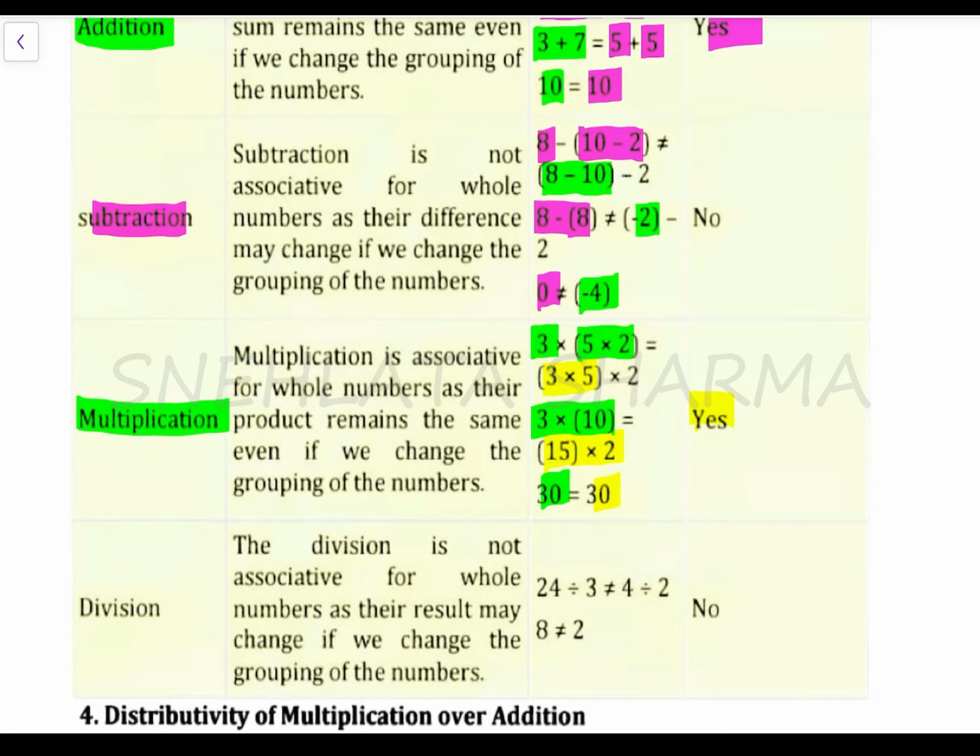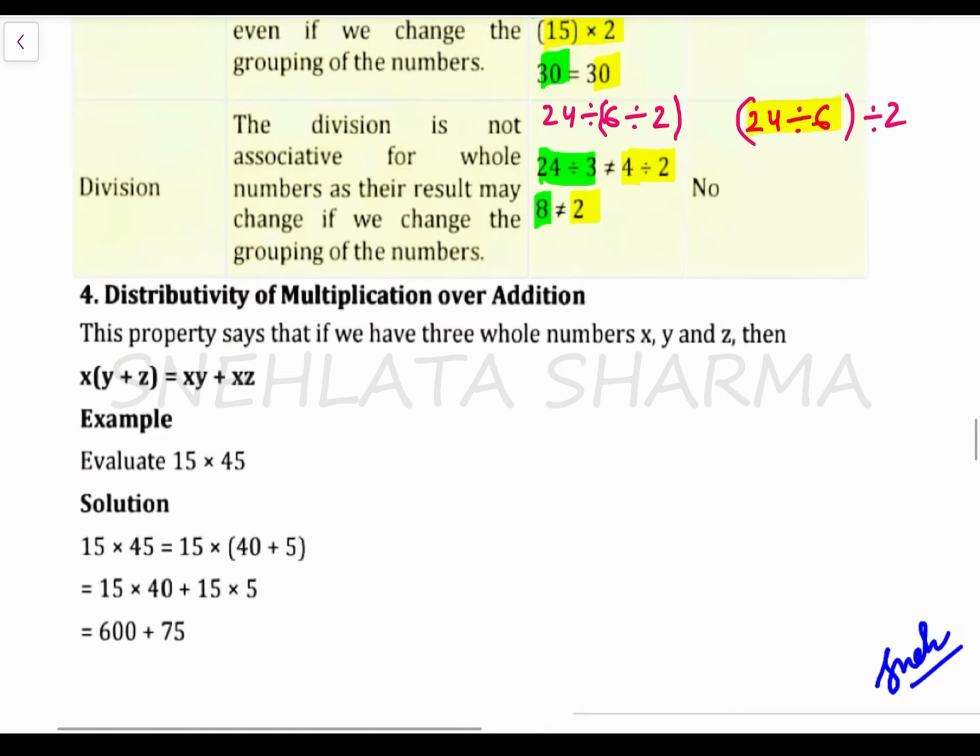Now let us see this for division. For division, let us take an example: 24 divided by 6 divided by 2. For this, let us group 6 and 2 together. If I divide 6 by 2, I get 3. So 24 divided by 3, this gives me 8. For next grouping, I will group 24 and 6 together. So 24 divided by 6 divided by 2. When I divide 24 by 6, I get 4, and 4 divided by 2, this gives me 2. So clearly you can see that division is not associative for whole numbers, as their result is different for different grouping.